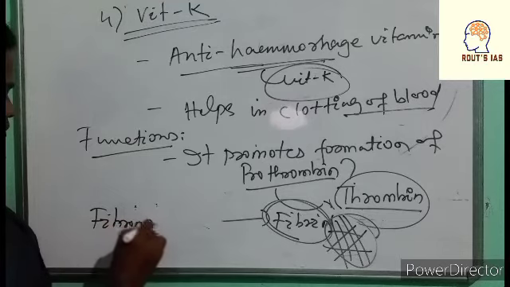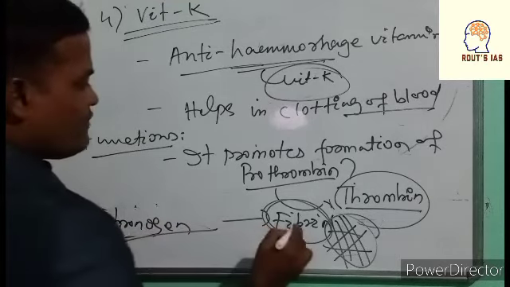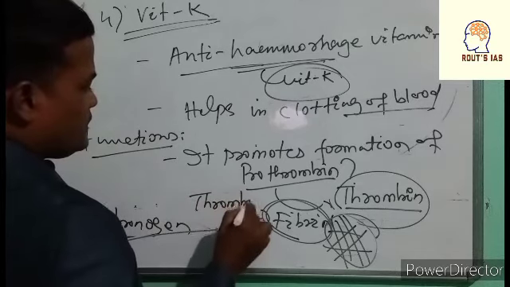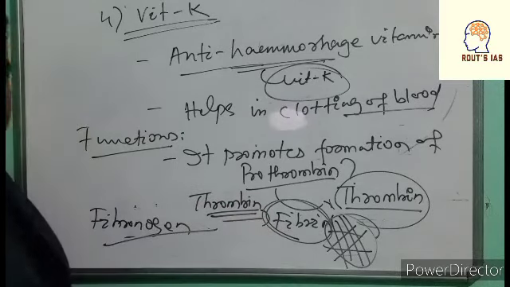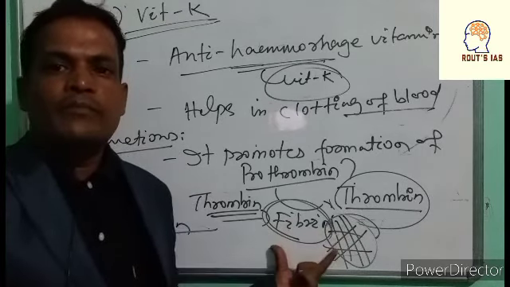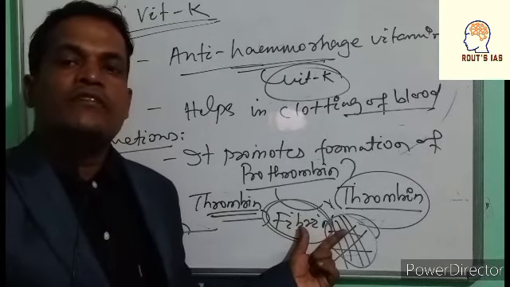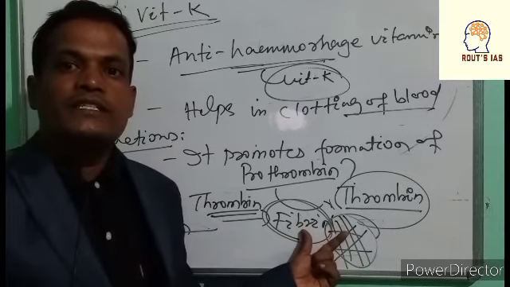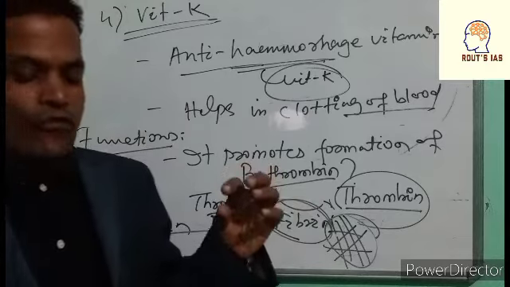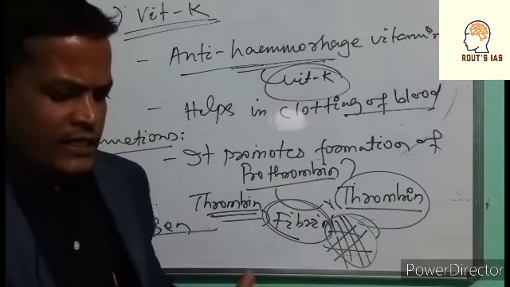fibrinogen to fibrin conversion takes place in the presence of thrombin. This acts as an enzyme which promotes the formation of fibrin from fibrinogen, and this fibrin forms a network over blood vessels which prevents flow of blood, so it helps in clotting.